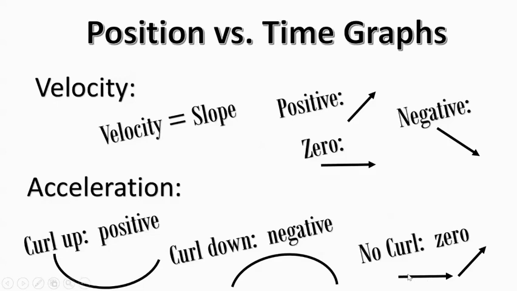So if you have straight lines on your position graph, either straight horizontal or straight diagonal, either way, it's showing that you have no acceleration. Your acceleration is zero.